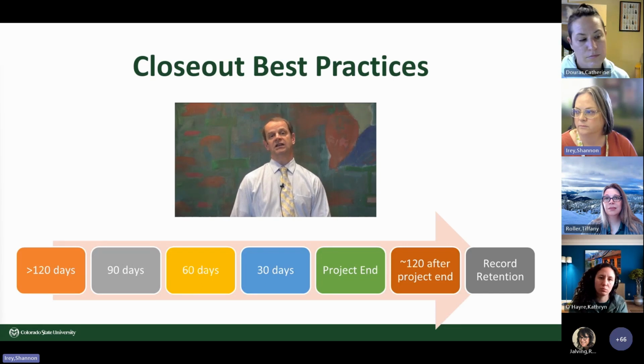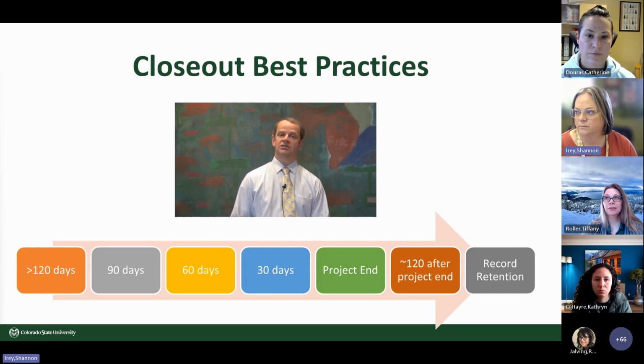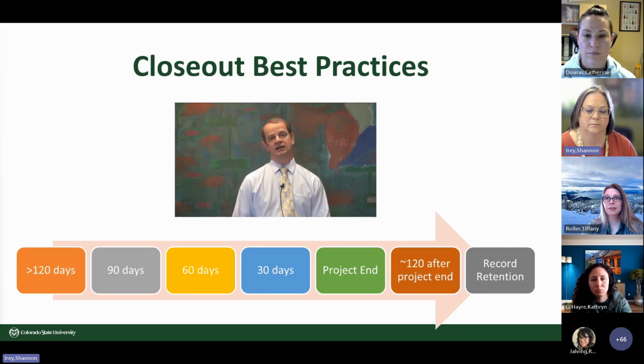Use the documentation. Keep the documentation on hand. Keep it on file. If you see a piece is missing, try and recreate it. Contact your central sponsor projects office or contact people in the department. Maybe they have that key piece of missing information that you can use to complete the file. This is it. Close out, get it right, get it done fast, get it done on time.